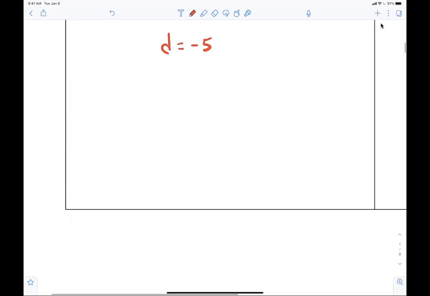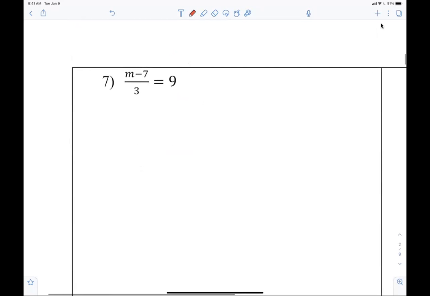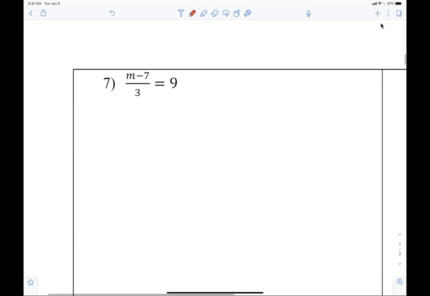All right, here we go. Let's knock out number 7. Now, who remembers how to handle this? What do I do? Very good, very good. This is the exception to the rule. We have to get rid of the fraction bar in this case first, because the m-7, that whole thing, is being divided by 3. So I want everybody to write down on their paper, m-7 equals 27.